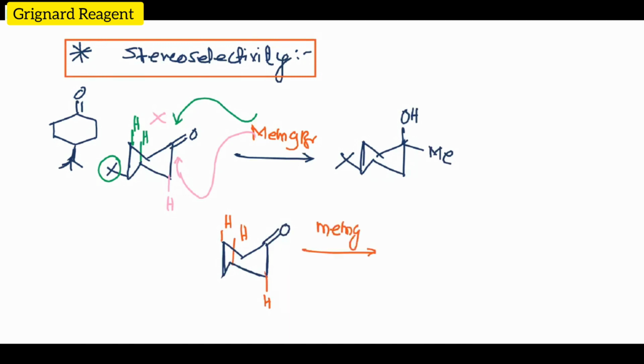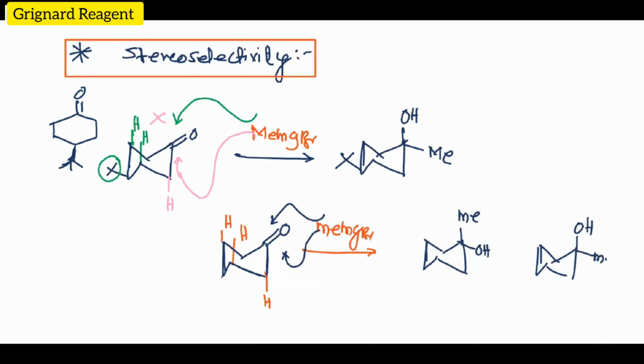Now in that case, the resulting product is either this one coming from here or this one coming from here. So it will form two products. Here this will be methyl OH, and here this will be OH and methyl. Now generally the bulkier group should be on the equatorial side. If this OH is on the equatorial side, then this methyl is coming from the upside. So in that case, the stereochemistry is decided by the stability of the product.